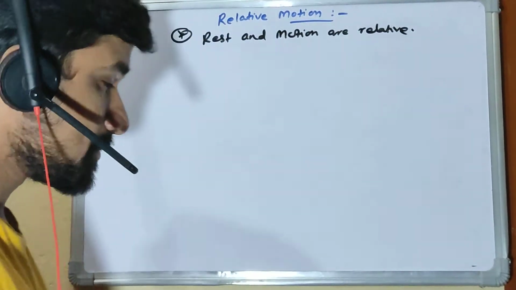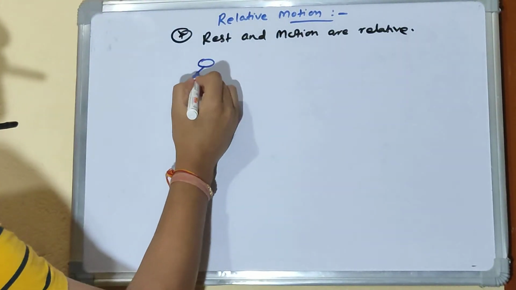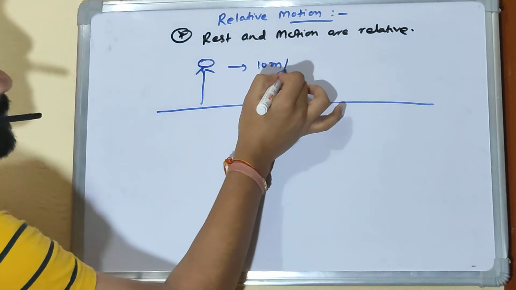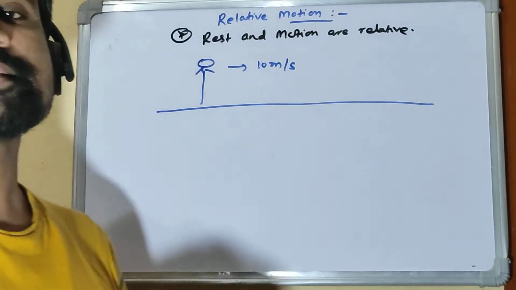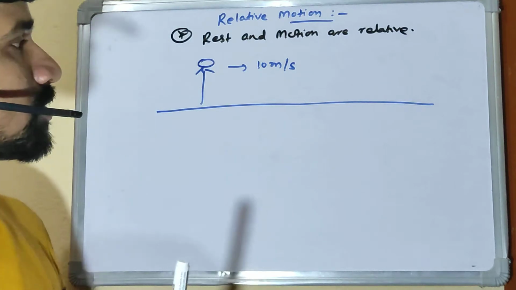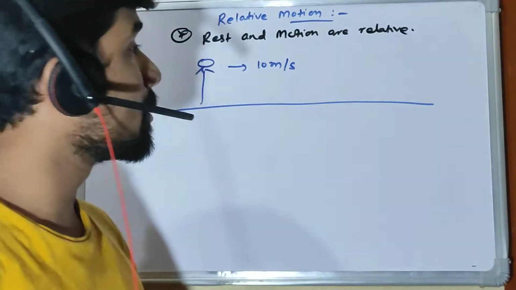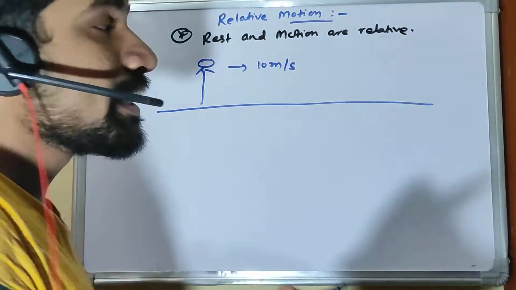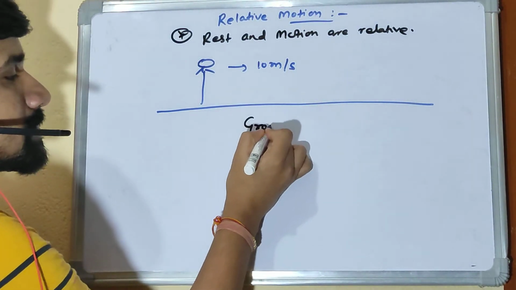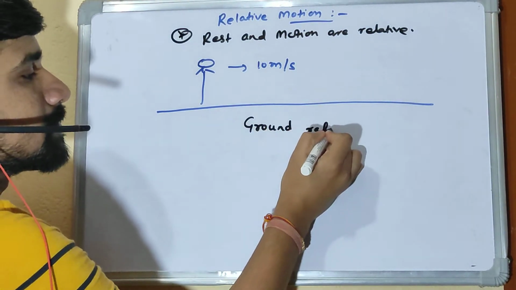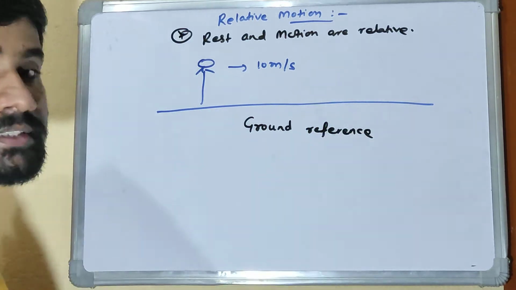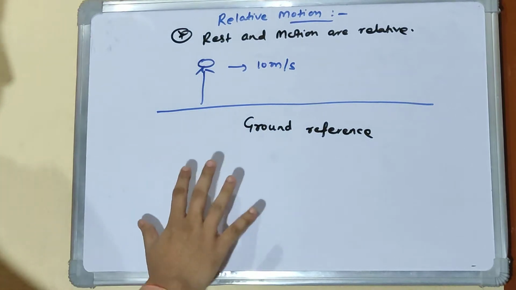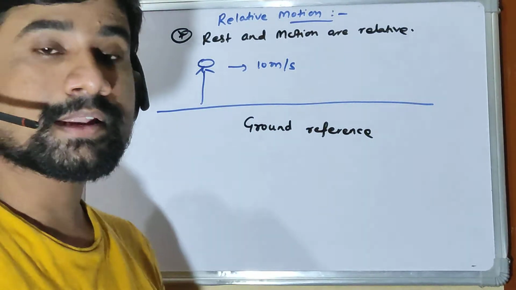Okay, let's understand by one more situation. Let's say there is a person walking on a street at 10 meter per second. What does this exactly mean? With respect to what does it have a speed of 10 meter per second? So this person has a speed of 10 meter per second relative to the ground reference, which is a stationary reference, right?